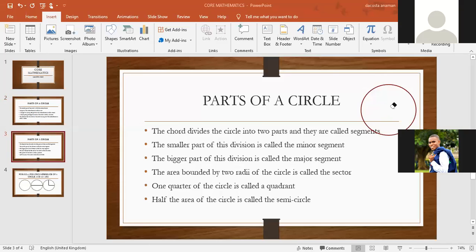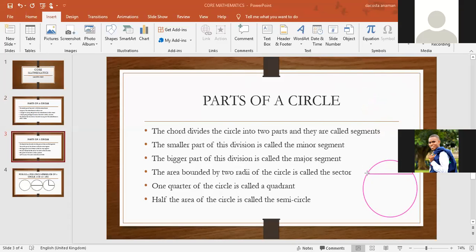Now, a chord divides the circle. A chord divides the circle into 2 parts. As you can see, this chord that I'm drawing is dividing this circle into 2 parts. Each of these parts is called a segment.